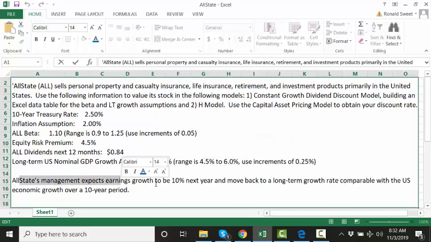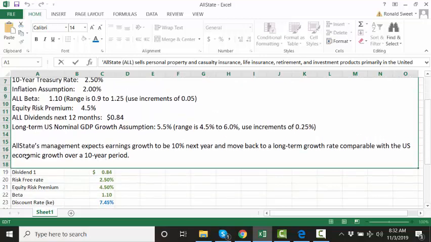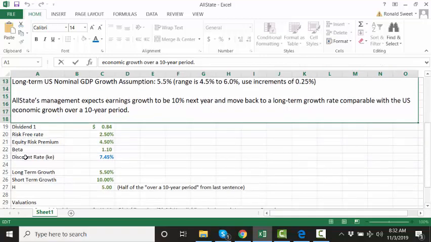Their management expects earnings growth of 10% for the next year, and then over the next 10 years it will move from 10% down to 5.5%. So that gives us all the information we need. So we bring that in to our assumptions.